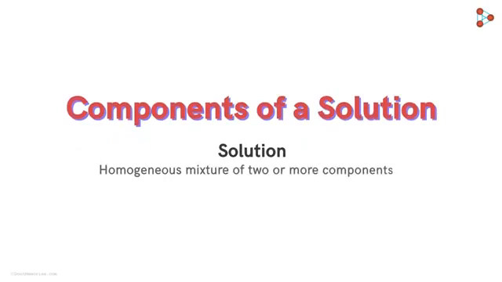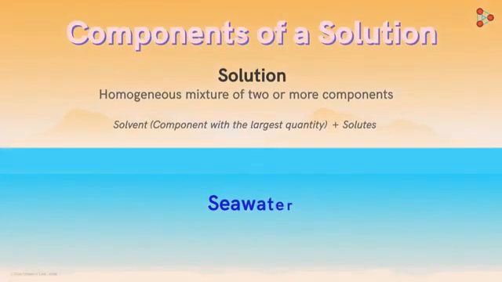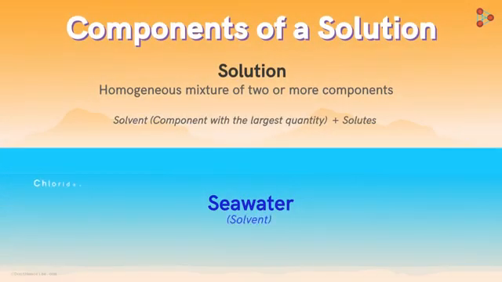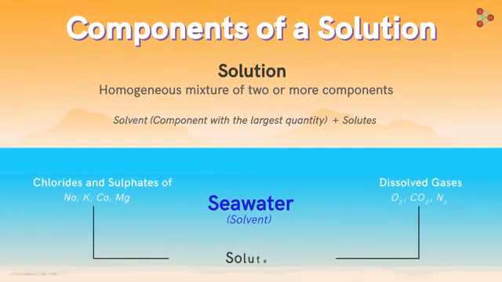We saw in the previous video that a solution is a homogeneous mixture of two or more components. We usually divide its components into two groups. The component in the largest quantity is called the solvent, and all the rest are called solutes. So we can say that the solutes dissolve in the solvent to form a solution. For example, in seawater, water is the solvent and all the metal salts and gases dissolved in it are solutes. Remember, a solution will always have only one solvent but can have more than one solute dissolved in it.